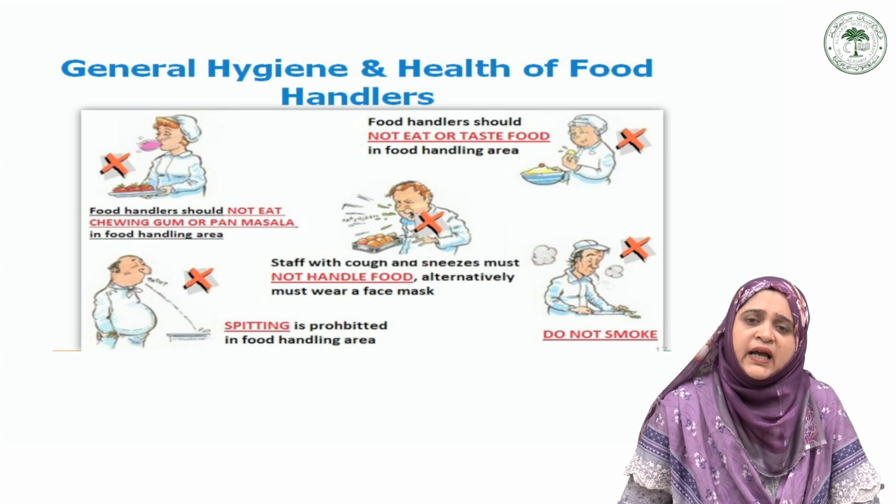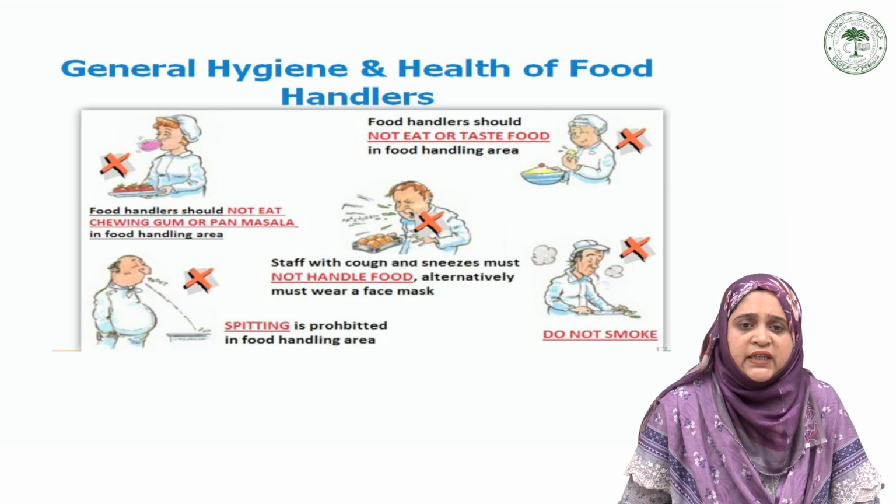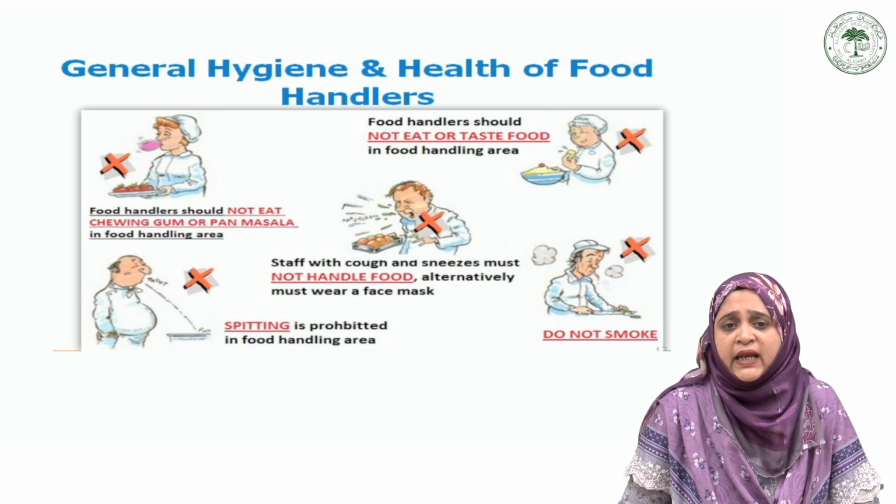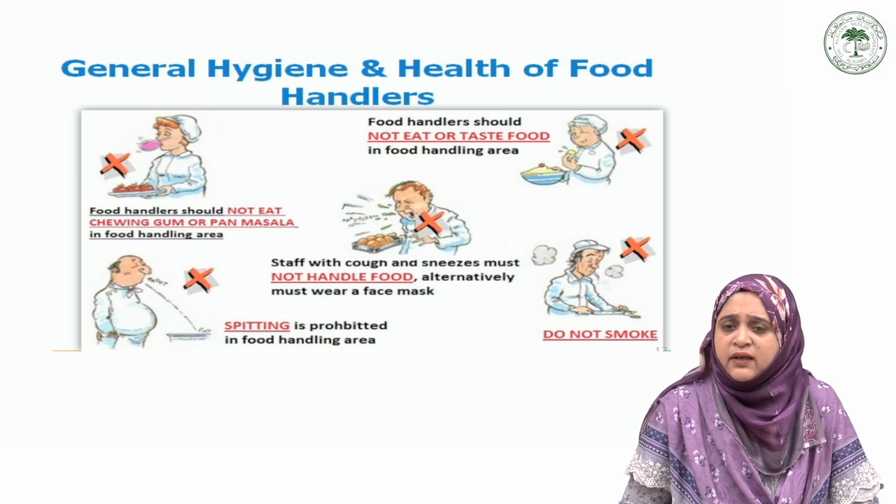Now here are some general hygiene and health points for food handlers. They should not eat chewing gums. Mainly the food handlers who work in food handling activities should not eat any chewing gum or pan masala. They should not eat or taste food in food handling areas. Food handlers with cough and sneeze must not handle the food. They should wear a face mask. No food handlers shall be engaged in smoking or spitting in food preparation and food service areas. Food handlers should follow all the basic general hygiene and health rules.